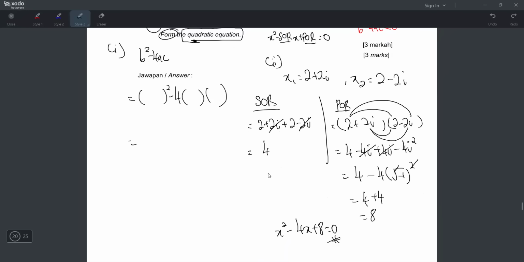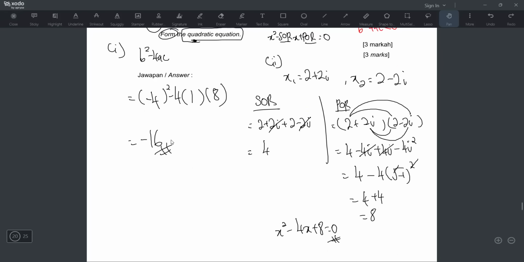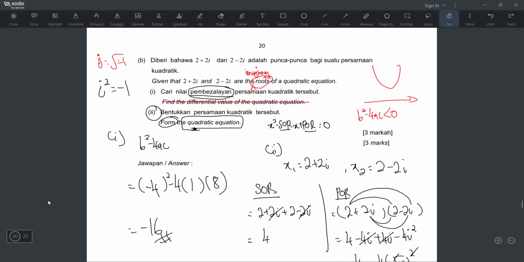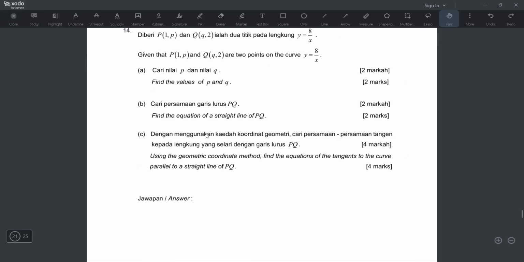And then b masuk negative 4. a masuk dari sini 1, sini 8. And before I press, I already know mesti negative. So yeah, I got negative 16. So that's the value. Okay. How come I know it's negative? Is because, yeah, the roots is a complex number. It's imaginary roots. So definitely negative. Okay. So I think this is the answer. This is how I would do it. Hope you understand. Let's continue.